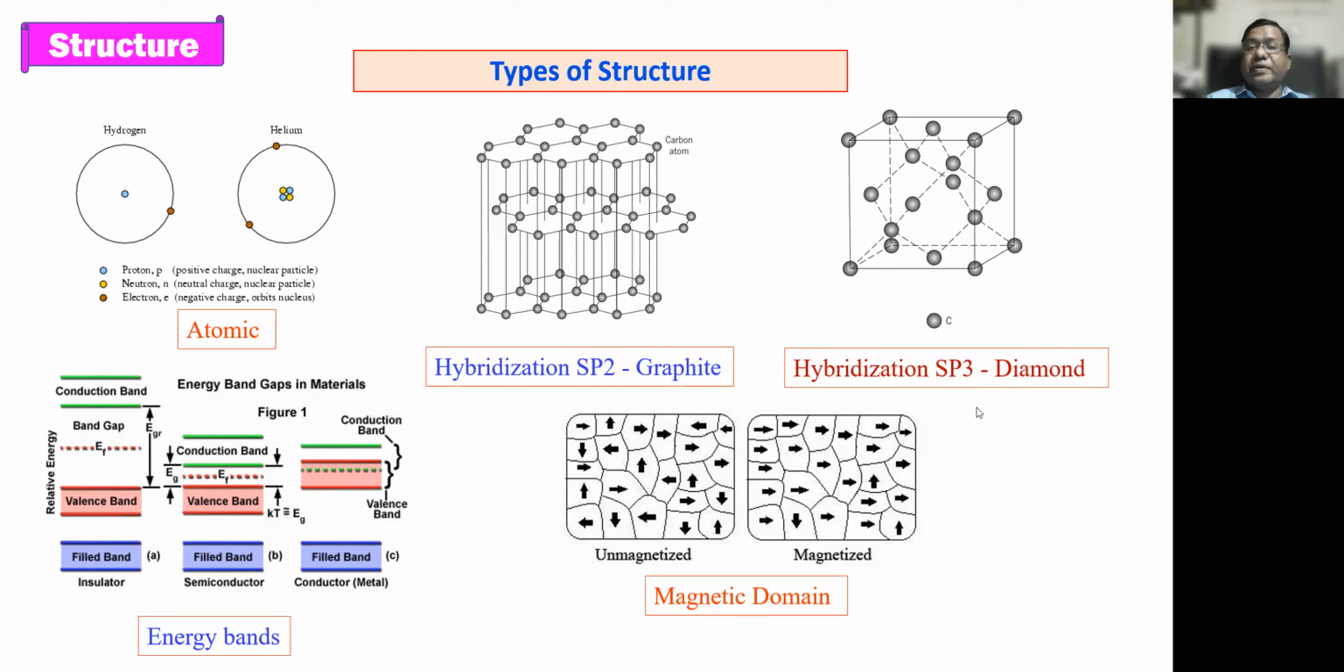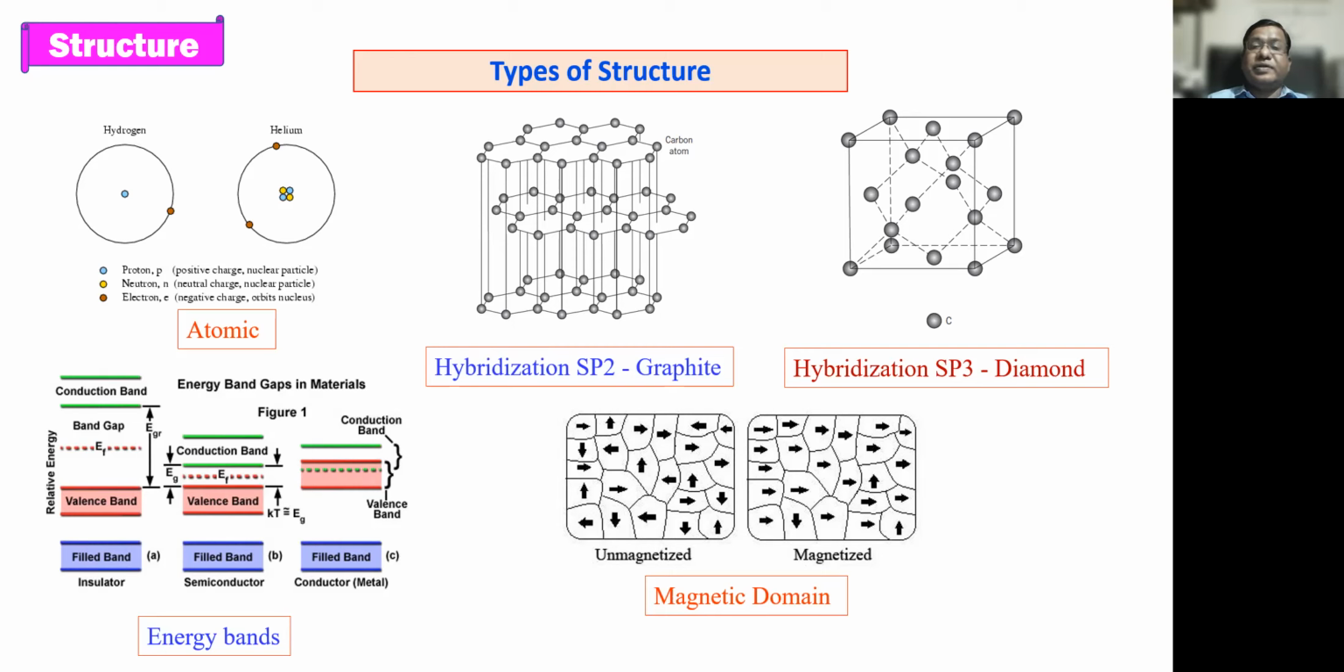And in the case of diamond, 1s and 3p shells are taking part in hybridization. So here we can see one carbon atom is connected with four other carbon atoms. So this is sp3 hybridization. So see, if there is a change in hybridization, we get altogether two different types of materials.